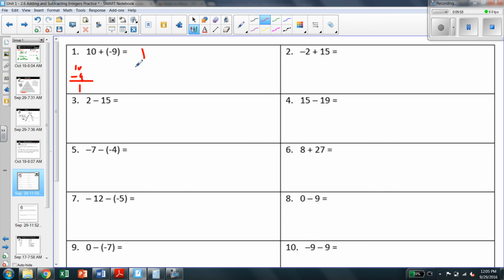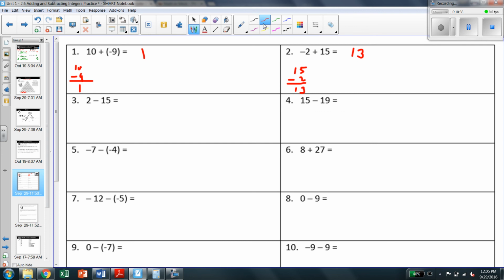Number 2 is very similar to number 1. Are the signs the same? No, they're not. So I can't just say 2 plus 15 is 17. No, no, no. Instead, they're different, so I just forget about the signs, subtract the two numbers, and get our response. And then finally, I ask myself, is this absolute value bigger than this absolute value? No. The positive is the bigger absolute value. Or you can think there are more positives than negatives, so my answer remains positive.